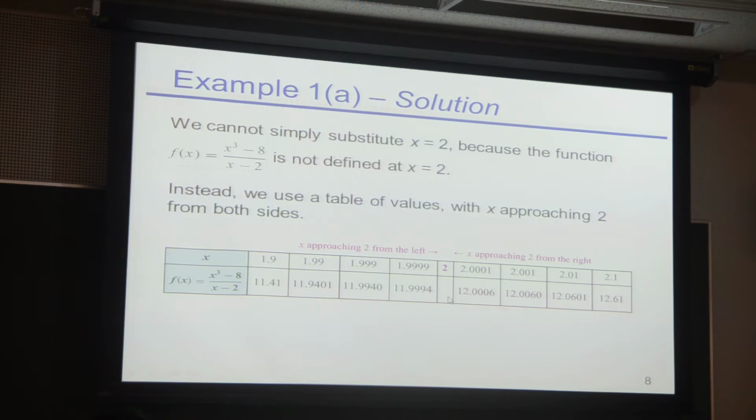So that certainly helps you to imagine what the graph looks like. The graph is going to have a little circle when x equals 2. It's not going to be defined at x equals 2. But close to 2, the height is going to be closer and closer to 12.